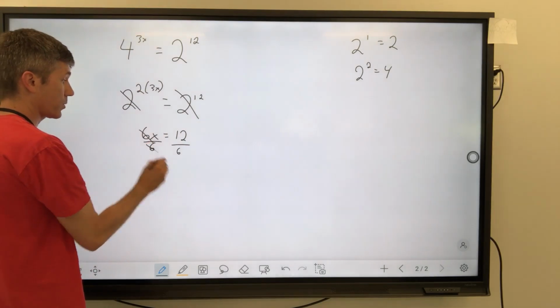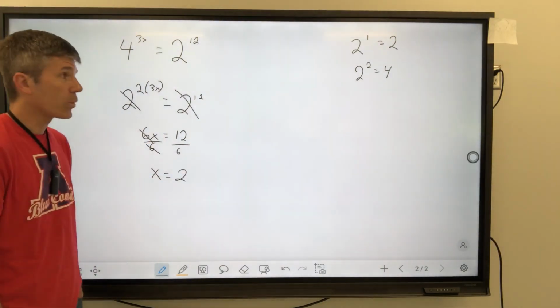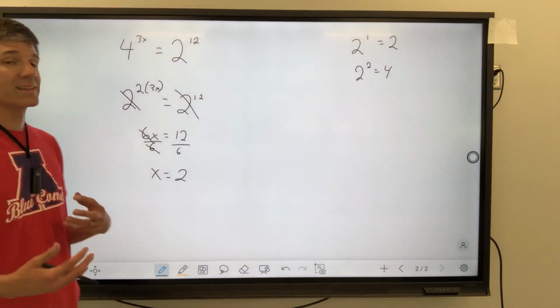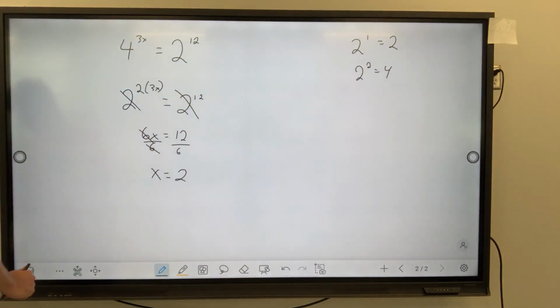Why am I showing that work when we could just do it in our head? And we get 2. Okay? Hope we're all right. We're going to take this idea and expound on it a little bit more with some bases that get a little bit larger than 2 and may not be so obvious. So let's go to the next problem.